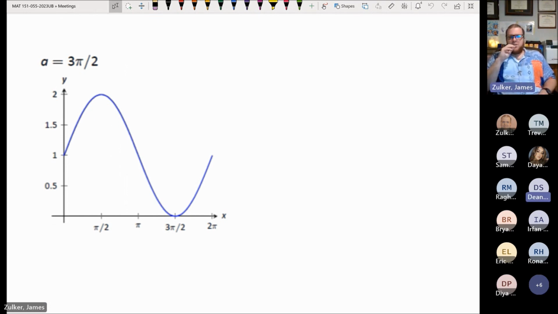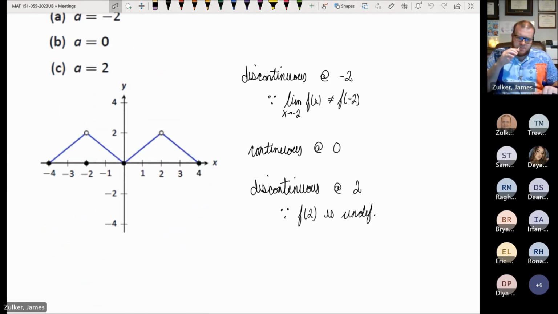And then what about here? What made -2 different from 2? Why was 2 undefined and -2 wasn't? So look at -2. Do you see a closed circle at -2? Yes. Is there a closed dot at +2? No. That means that at 2, there is no defined value. So that's why here f of 2 would be undefined. But f of -2 is defined. It happens to be 0 here, but the limit is +2. Okay, thank you.